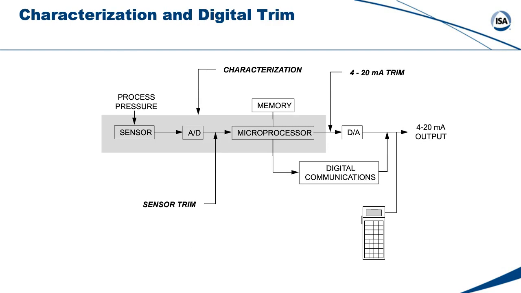With a digital transmitter, we can adjust the incoming sensor signal by adjusting the A to D converter output, which is called sensor trim. And we could also adjust the input to the D to A converter in the output circuit, which is called 4 to 20 milliamp trim, or simply output trim. Both of these adjustments help us to adjust the output signal from 4 to 20 milliamps to correctly match the 0 to 100% range of inputs.